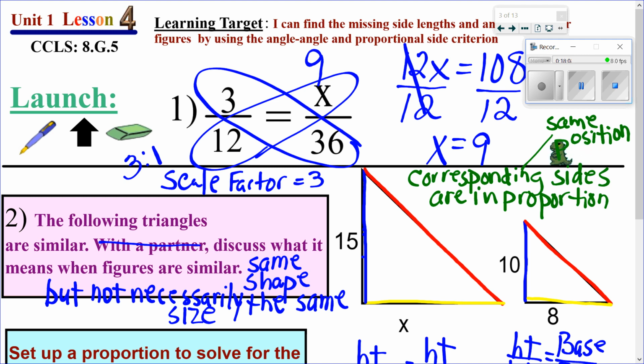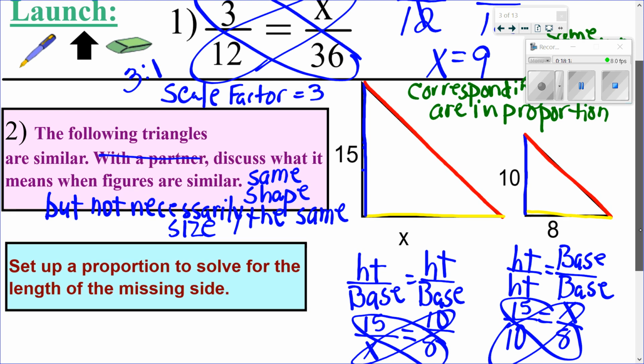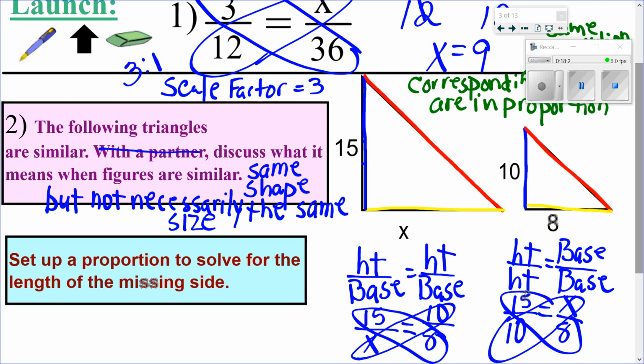So we saw here, we had 15 and 10. Those are the corresponding side lengths. And then we had x, and there's 8. Now we have to figure out what its equal ratios are. And what you could do, you take the height to the height, 15 is to 10, and then we have 12 is to 8.